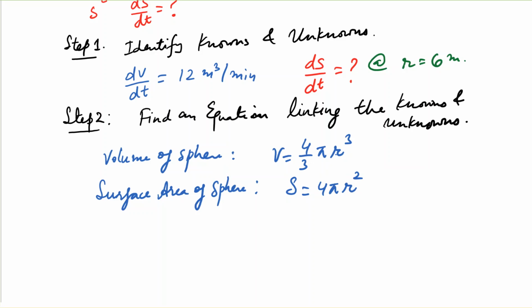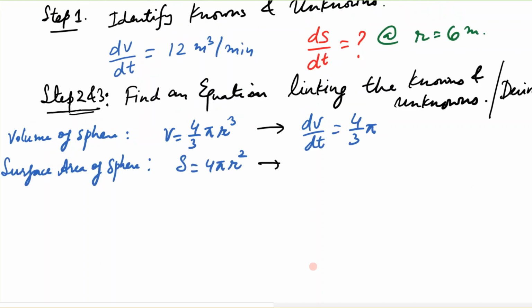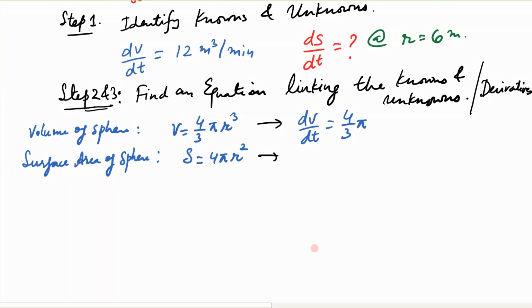Or the other way is we can first take the derivative of each of these two equations separately with respect to t and then try to link them together. I'm going to follow the second approach in this case. So I'm going to merge our step 2 and 3. I'm also going to take the derivative here. So the derivative of volume with respect to t. 4 over 3 pi is just a constant. The derivative of r cube with respect to t would be 3r square dr over dt.